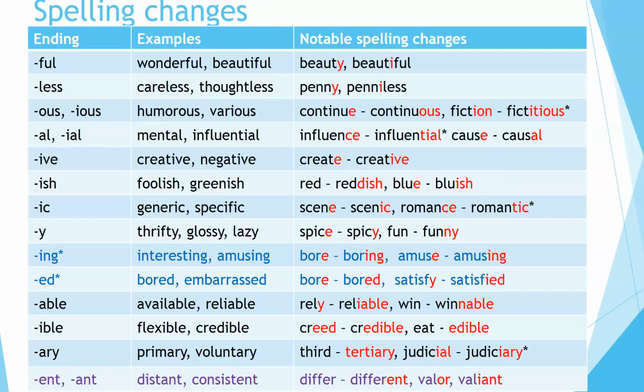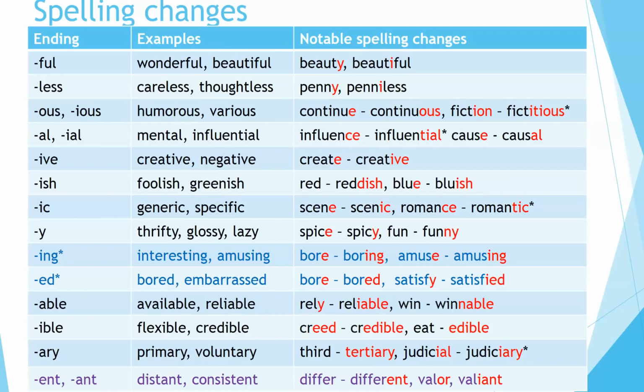IC: generic, specific. Scene, drop the final E, scenic. Romance, romantic. This is kind of like influence, where the final CE is changed to T before adding the IC ending. Romance, romantic. We also have a shift in the stress pattern. Romance, the first syllable is emphasized. Romantic, the second syllable is emphasized.